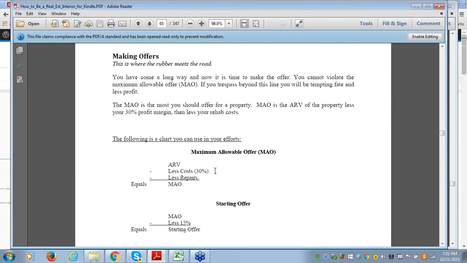So the bottom line is your MAO, on the example I gave you: $100,000 final value after repairs, minus your 30%, which is 20% profit and 10% overhead, leaves you 70, minus your 20,000 repair cost, leaves you 50,000. So that's the most you can pay. That's why we call it a MAO, maximum allowable offer. It's quite simple. It's a real simple formula.